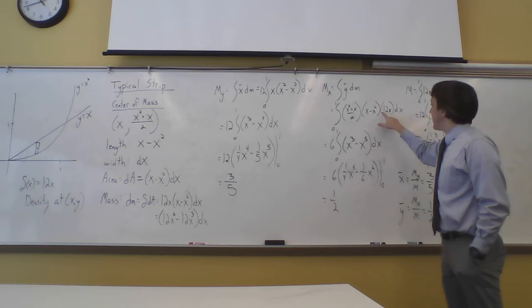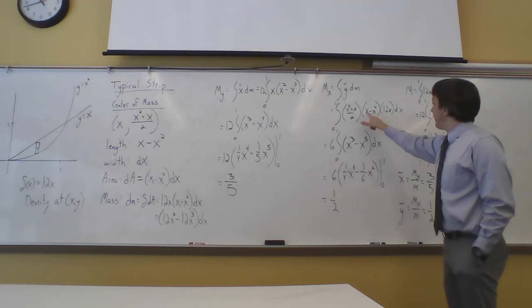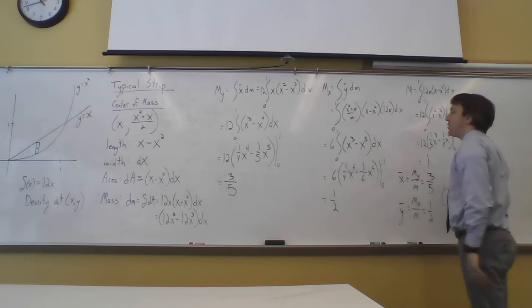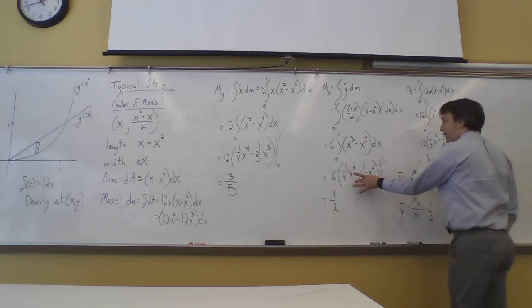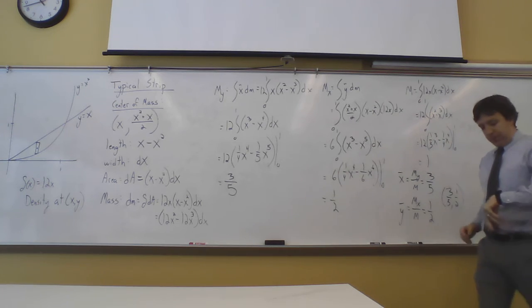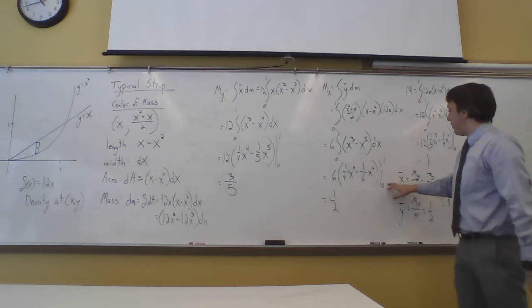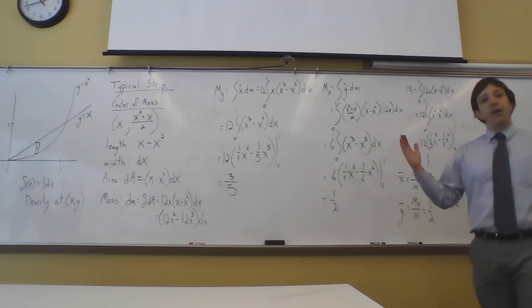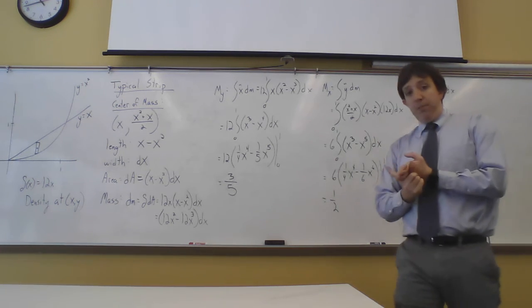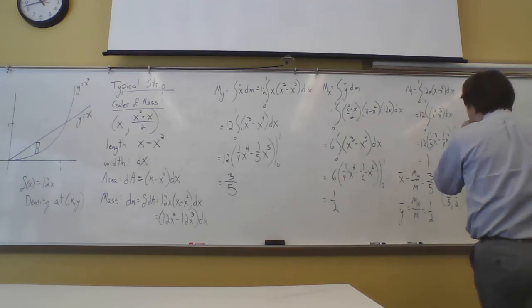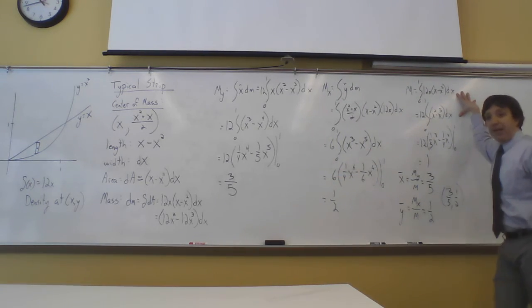So what I did is, 12 and 2 cancel to give me a 6. I brought that out front. And if you multiply it out, you get x cubed minus x to the 5th. I integrated it, so I have 6 times (1/4 x to the 4th minus 1/6 x to the 6th), all evaluated from 0 to 1, and that gave me a half. But if that weren't enough, those are my two moments, the moment about the x-axis and the moment about the y-axis. I still need the mass.